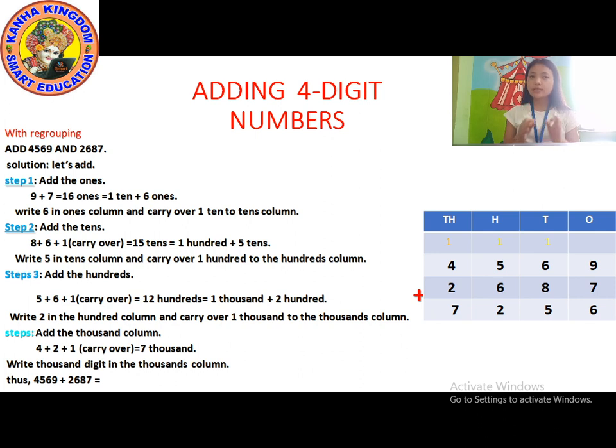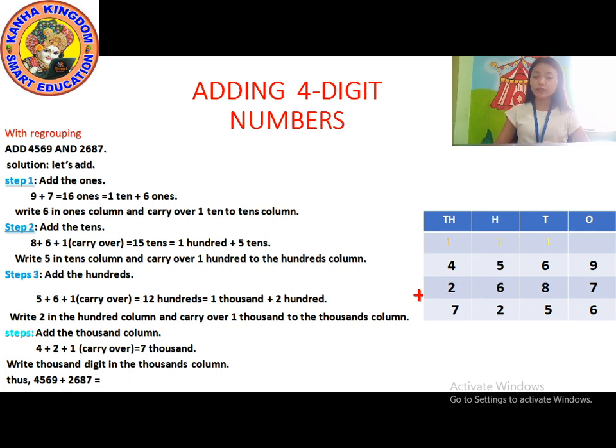So 16 means 1 ten and 6 ones. That means 6 is present in the ones place and 1 is present in the tens place. So write 6 in the ones column and carry over 1 to the tens column. Okay student, carry over 1 ten to the tens column. So the second step is add the tens.